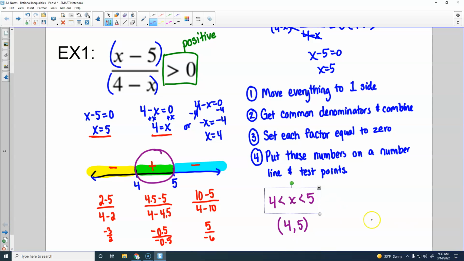Notice I did not use an or equal to sign here because I want numbers that are greater than 0. So at 4 or at 5, they would equal 0 or undefined actually for the 4. But because we just have a less than sign here, we're not going to use the or equal to signs anyway on our answer. So this would be our answer now.